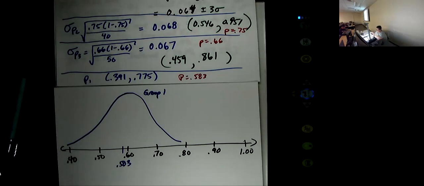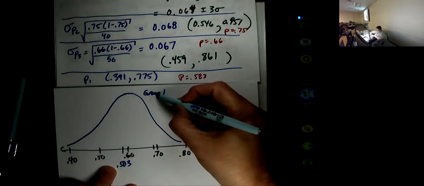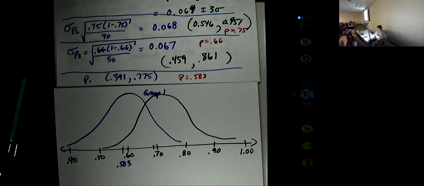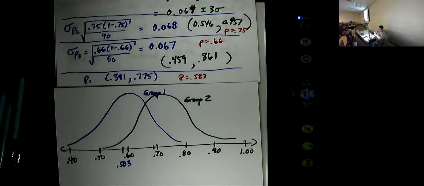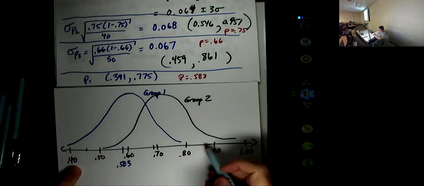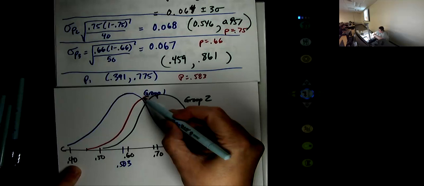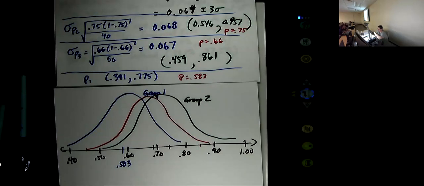Group two was 0.54 to 0.95. I don't know that I centered that very well. So this will be group two. And group three was 0.459, which is right about here, to 0.86, which is right about there. Oh, this is over 0.75. Yeah, this should have been more. The green should be a little bit more to the right.